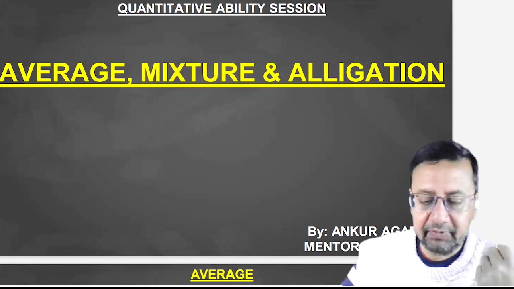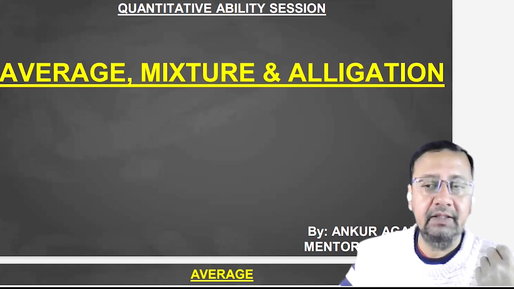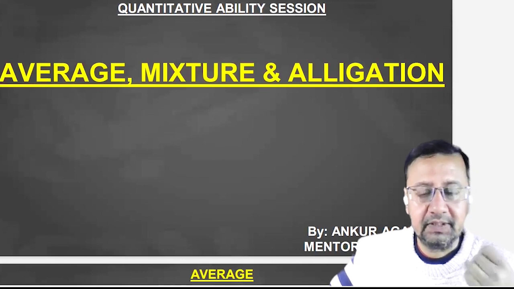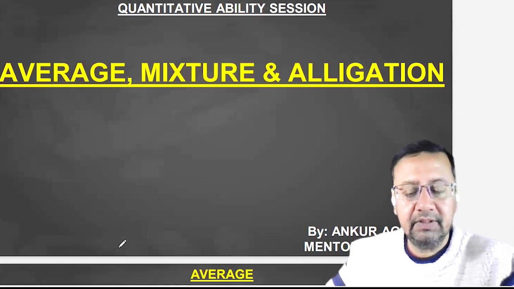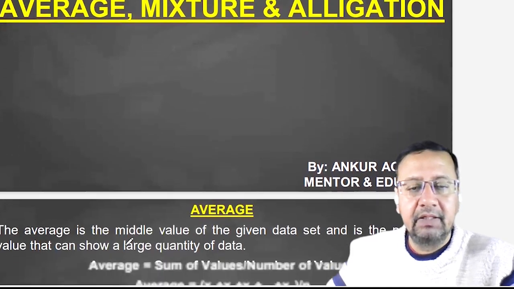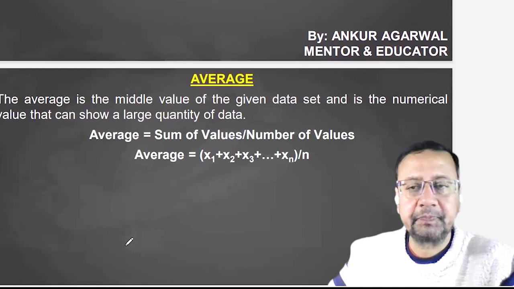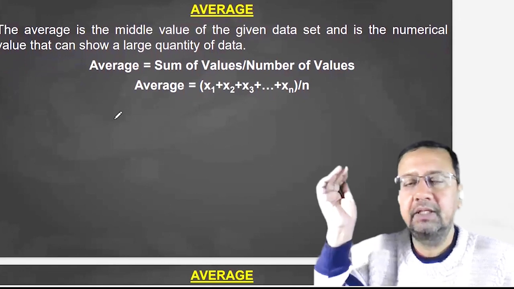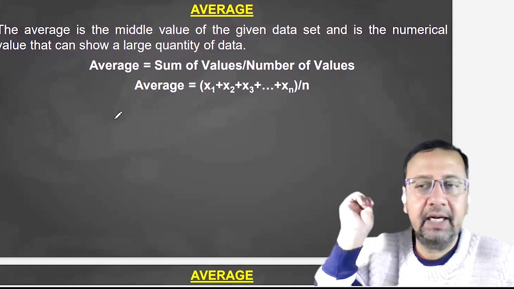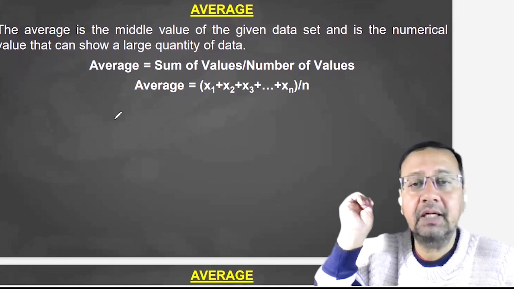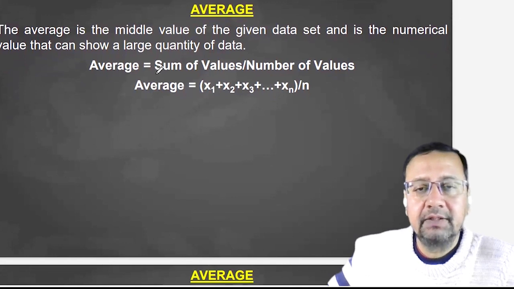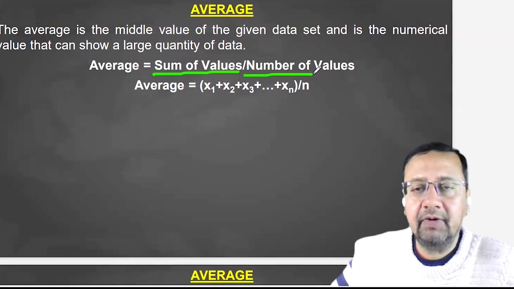There are different types of averages, and they have different applications, right? So let us start by discussing all these different types of averages. First, the very common, very simple one: average is basically the middle value of the given data set, a numerical value that can represent a large quantity of data. And if I define this, average is the sum of the values divided by the number of the values.